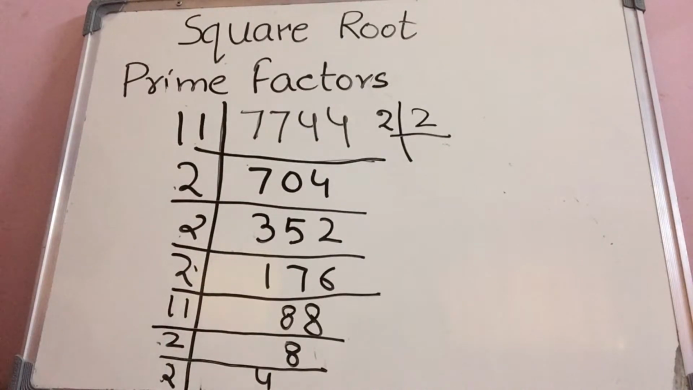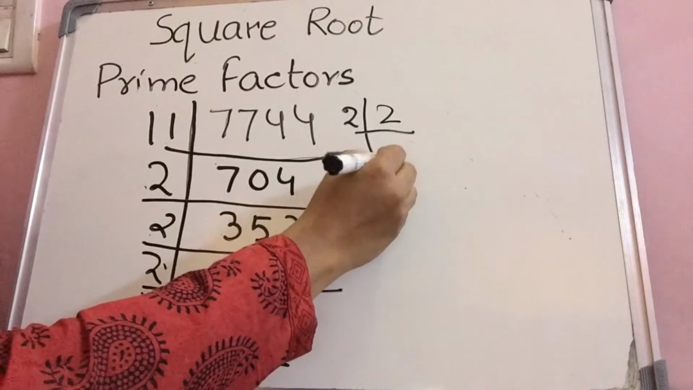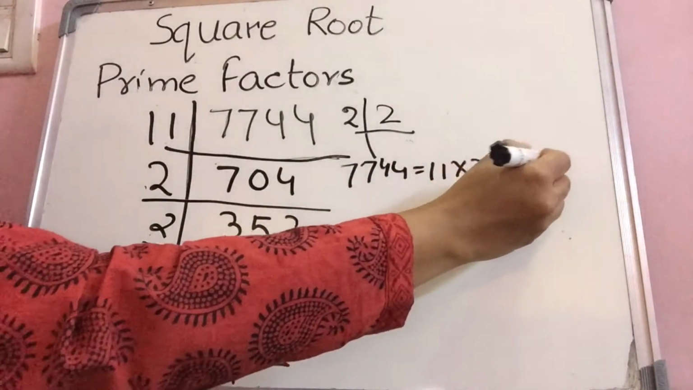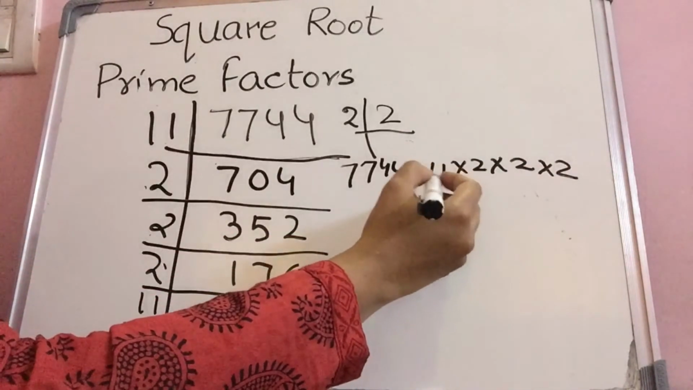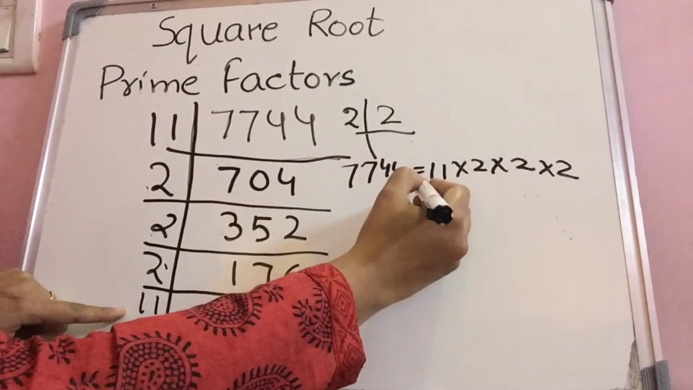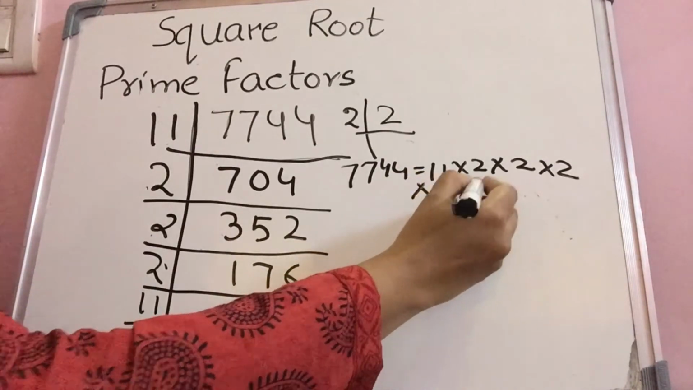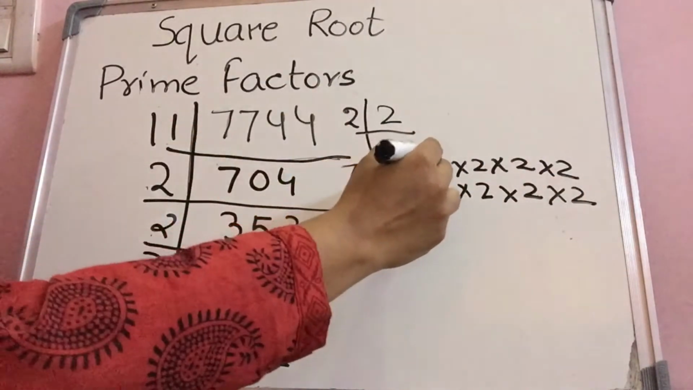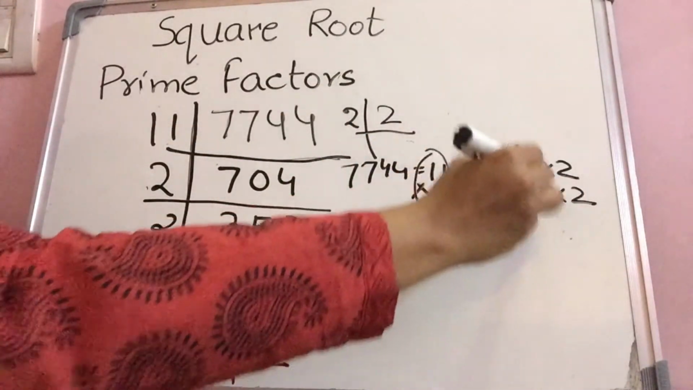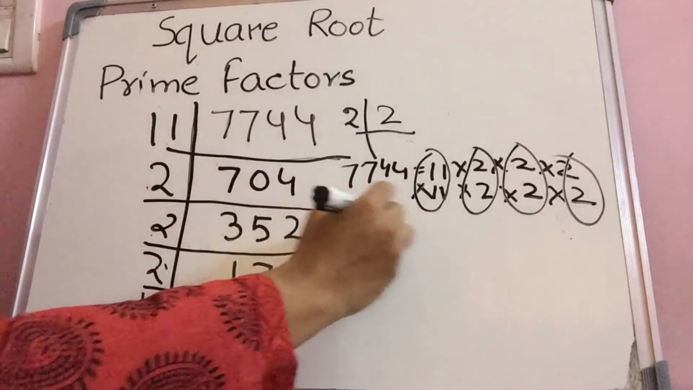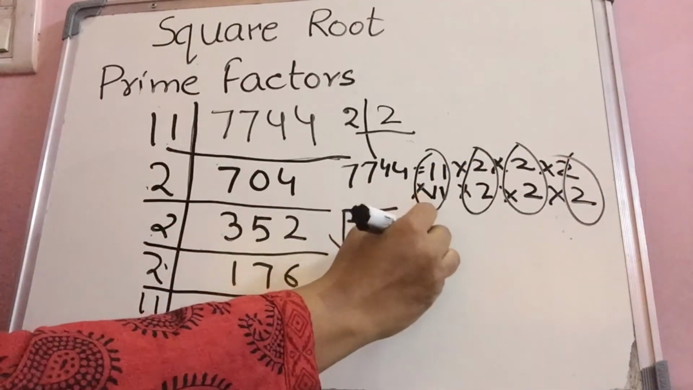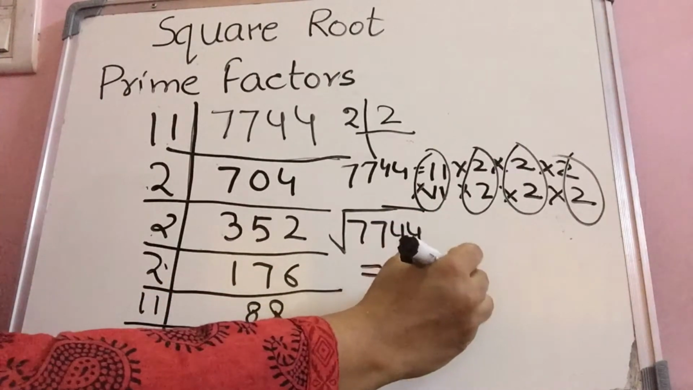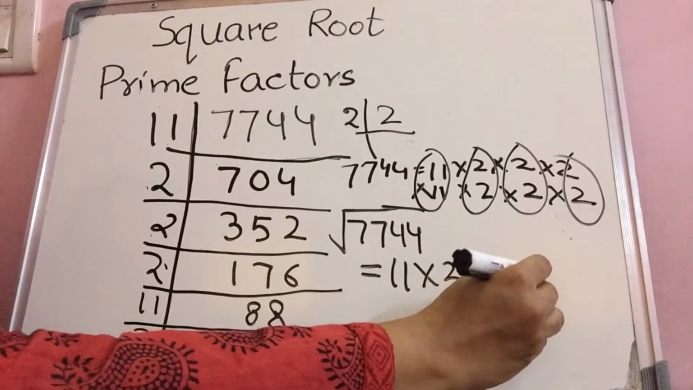So we can write the factors of 7744 as 11 into 2 into 2 into 2, and we have 11 here, then 2 into 2 and into 2. If we take 1 from each pair, we get the square root of 7744 will be 11 into 2 into 2 and into 2.